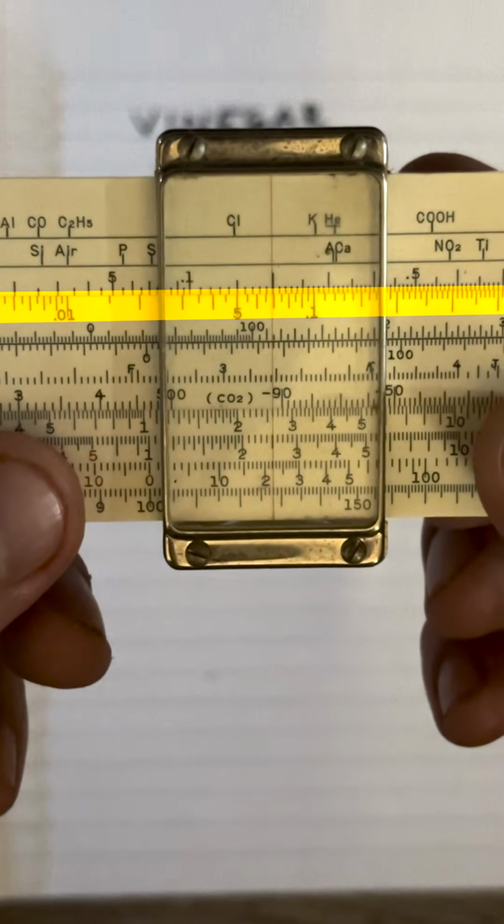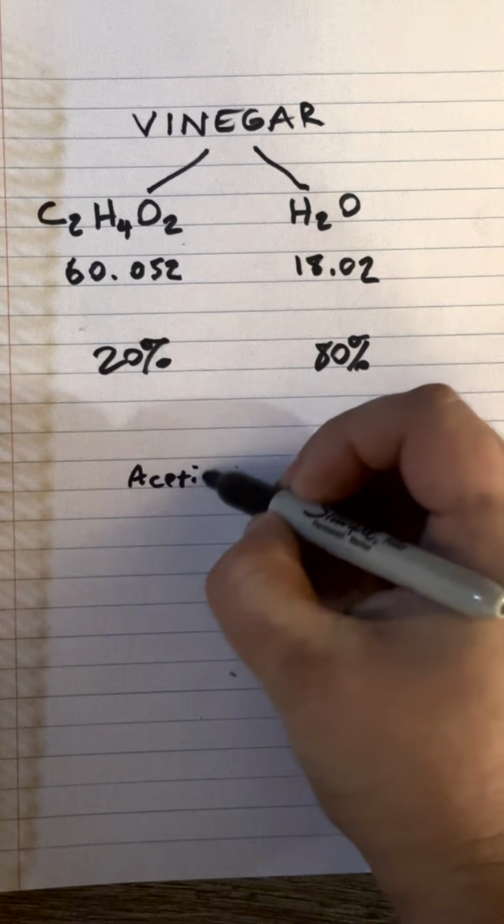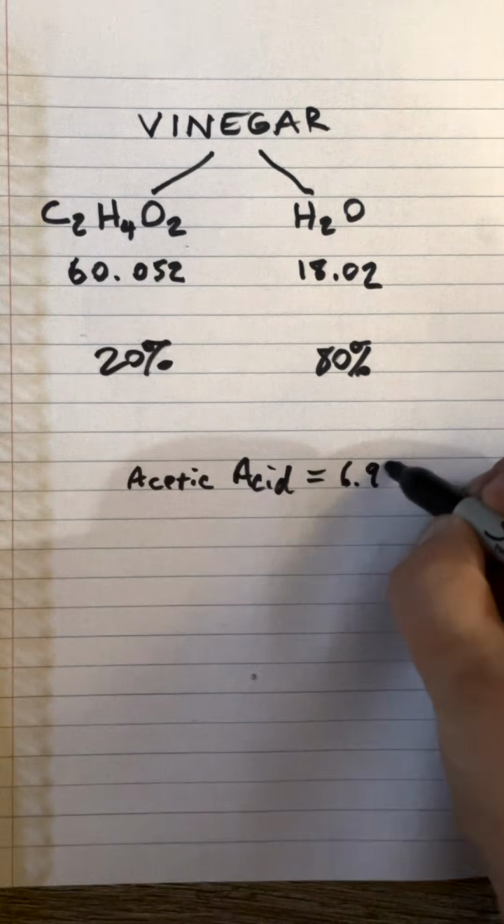So 0.0698, 6.98%. Acetic acid is 6.98 mole percentage. And that's how you do that using those M1 and M2 scales to do mole fractions.